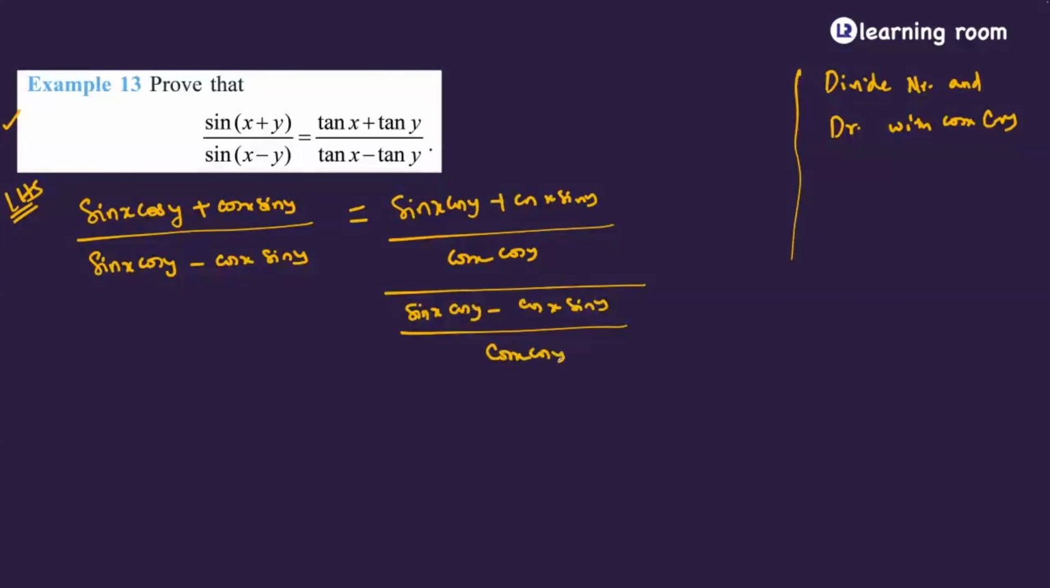Now, this cos x cos y will get shared with each term. So sin x cos y by cos x cos y, cos y will get cancelled, and you will have tan x plus cos x sin y by cos x cos y, cos x and cos x will get cancelled, so you will have tan y, the whole divided by tan x again minus cos x sin y by cos x cos y, which is tan y. That is the RHS.